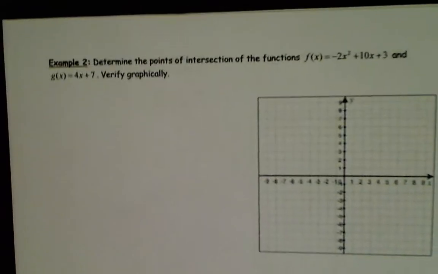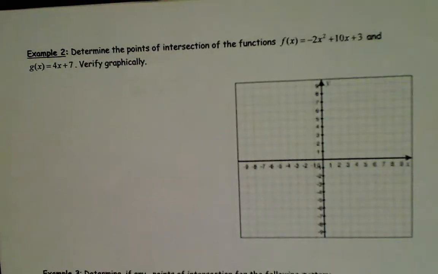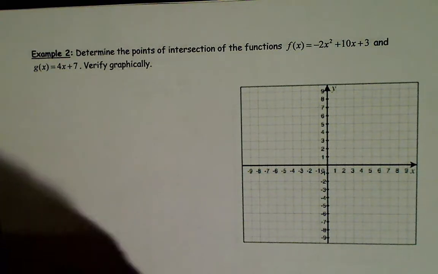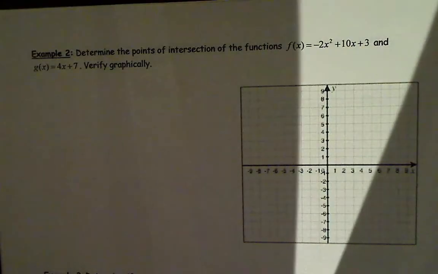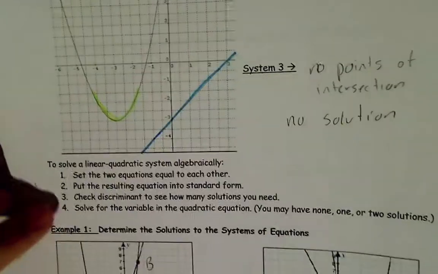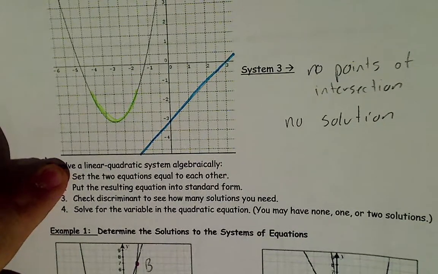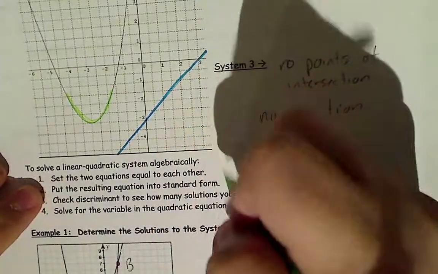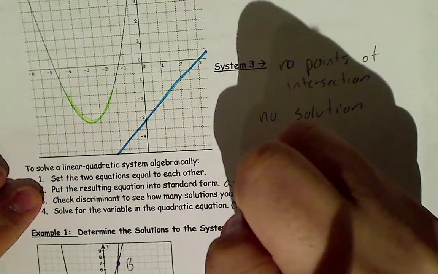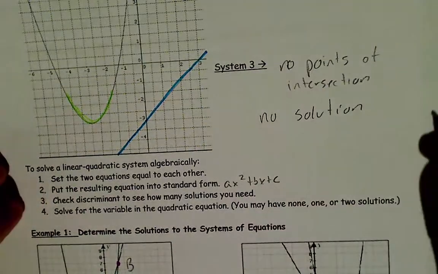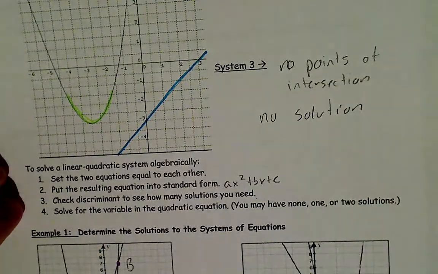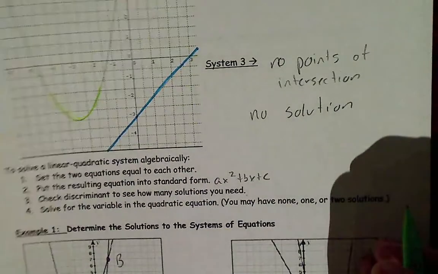Okay. So now I'm going to show this to you algebraically and then verify graphically how it works. To determine my points of intersection, first I'm going to refer to this. It says set the 2 equations equal to each other. Then I'm going to put them into standard form. If you don't remember what standard form is, that's your ax squared plus bx plus c. I'm going to check my discriminant to see how many solutions I need, and then I'm going to solve. And when I solve, I'm going to use my quadratic formula again.